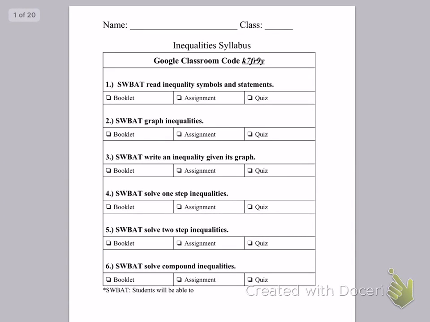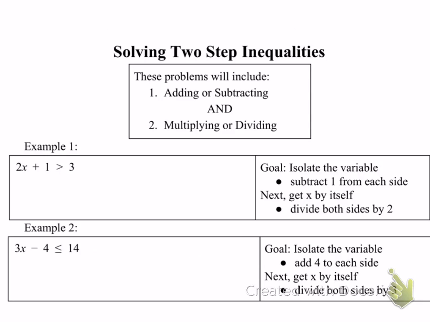So today we're starting two-step inequalities. They're very similar to two-step equations, but you do the same thing with the inequality sign and then you graph it on a number line. So let's go ahead and tackle the first two examples.